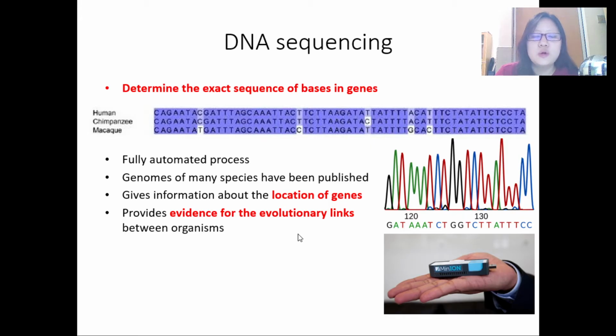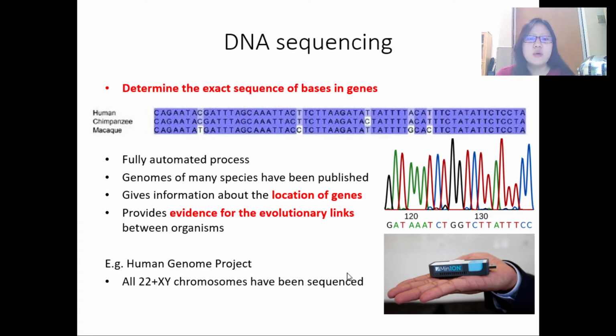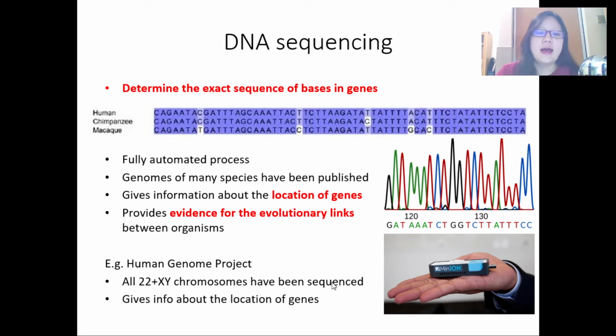So we do a lot of DNA sequencing. This is very essential information. So essential that one of the first projects when it comes to DNA sequencing was the Human Genome Project. I think this started in the 20th century. I don't remember the exact year, but you can search it up. Basically this project was one of the first DNA sequencing projects ever, and it sequenced all of our chromosomes, all 22 of them, plus the X and Y chromosomes. And this gives information about the location of genes.